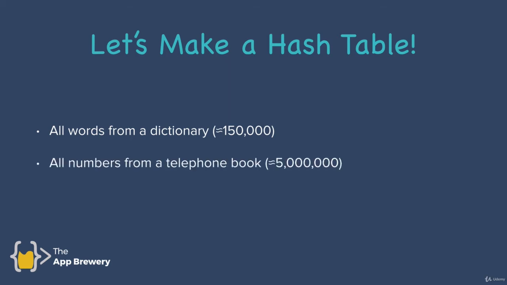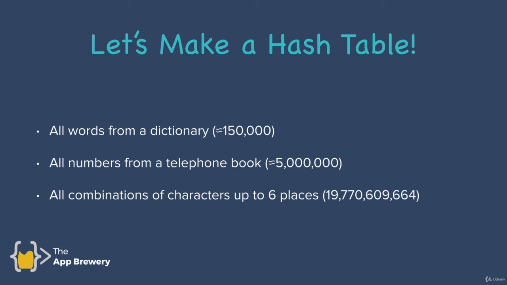And then you add to that hash table all the numbers from a telephone book and all the combinations of characters up to 6 places. And then you add all of these together and you end up with something close to 19.8 billion combinations, which admittedly sounds like a large number, right? How long would it take your computer to calculate that many hashes? So what do we do? Well, let's go shopping.